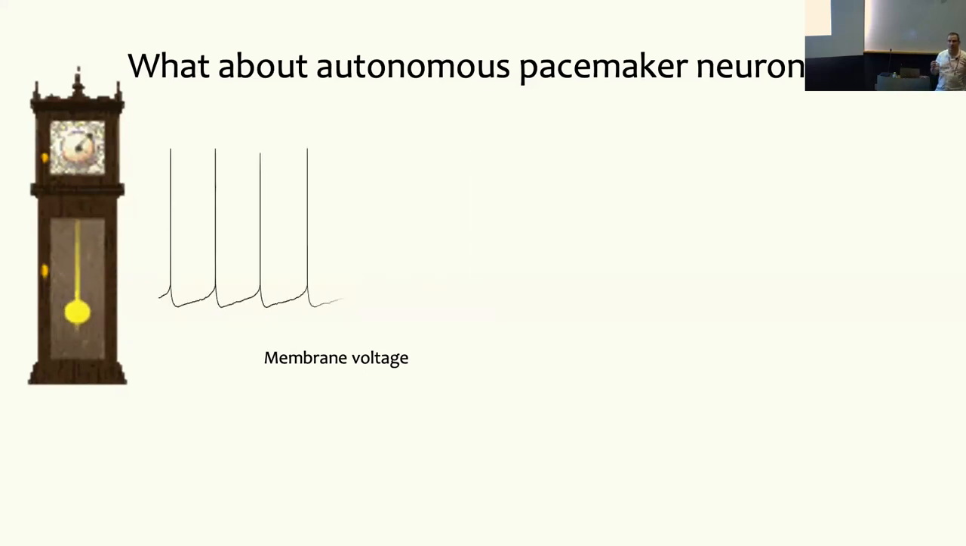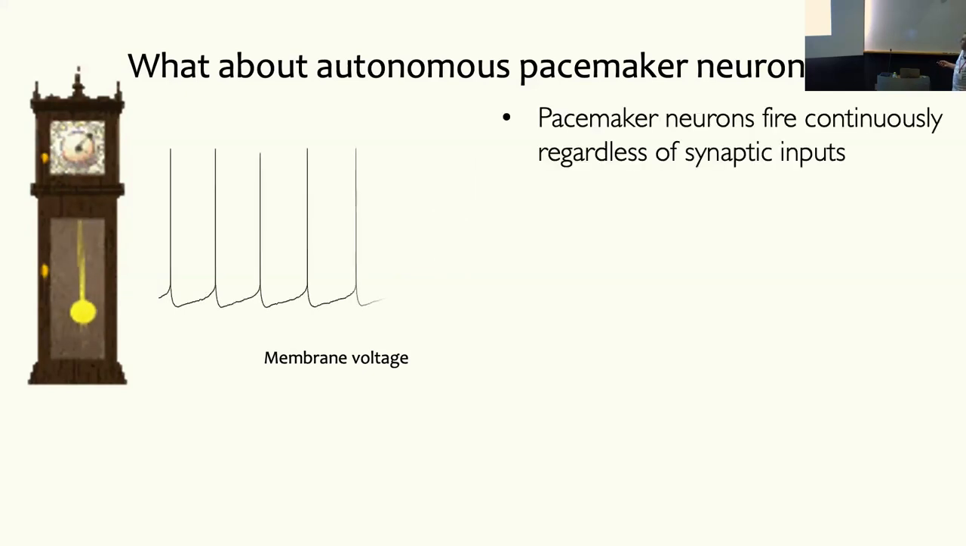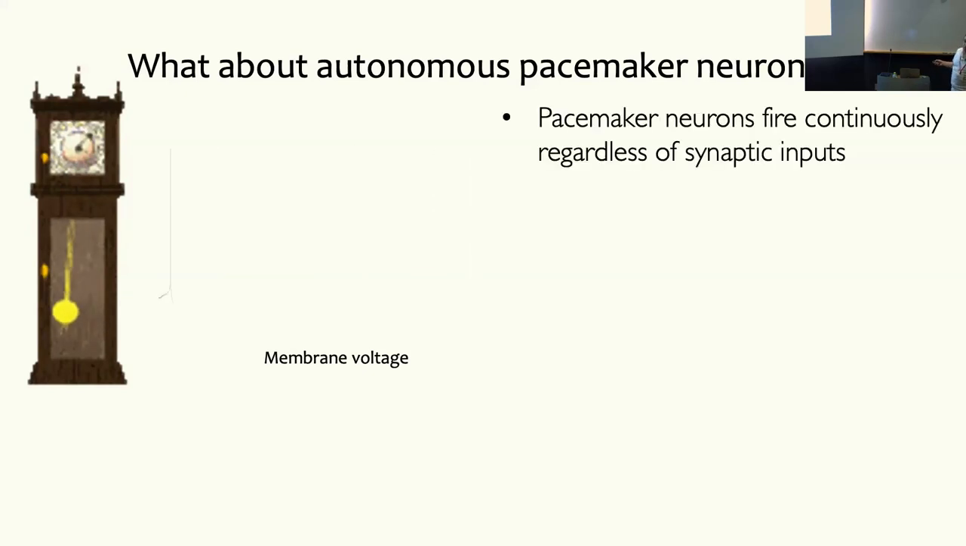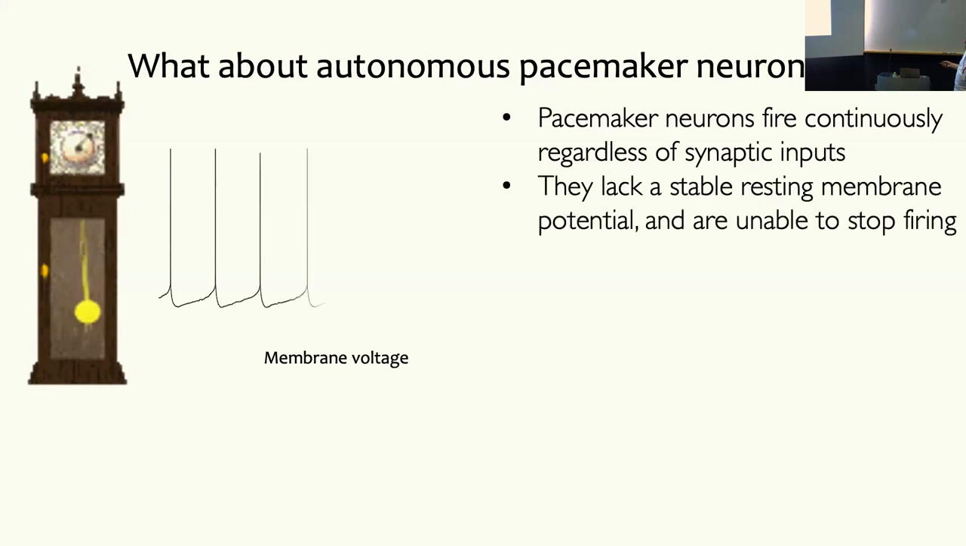And those recruit the entire myocardium into an excitable state where it contracts. So we also have neurons that do that. Neurons that fire continuously regardless of synaptic inputs. And they actually lack a stable resting membrane potential. You can't leave them at a membrane potential, they won't stay put. They'll just move themselves upwards towards a threshold, generate an action potential, hyperpolarize, and then start all over again.